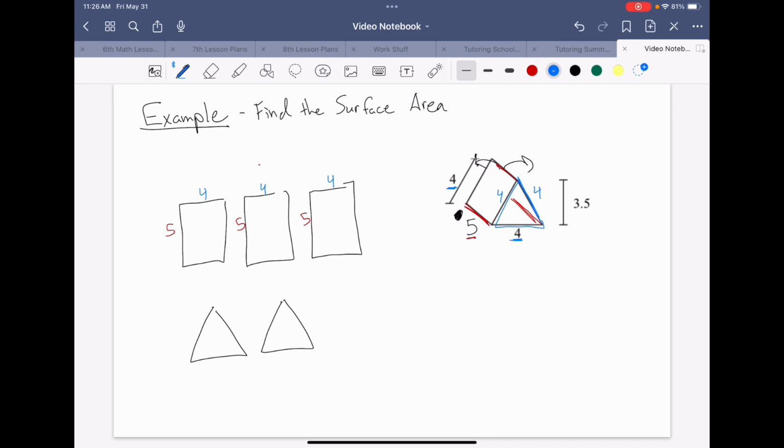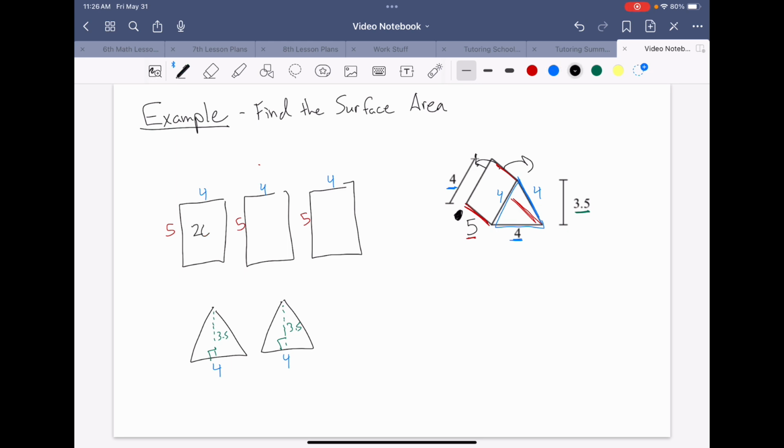Next, I want to address the triangle. So they gave me this number, 3.5. That represents my height. So I'm going to draw that into these 2 triangles, put a little right angle symbol, 3.5, 3.5, and again, since it's an equilateral triangle, the base is 4. Well, now I have the net, the deconstructed net of my triangular prism. And I can just find each area individually and then add it all up.